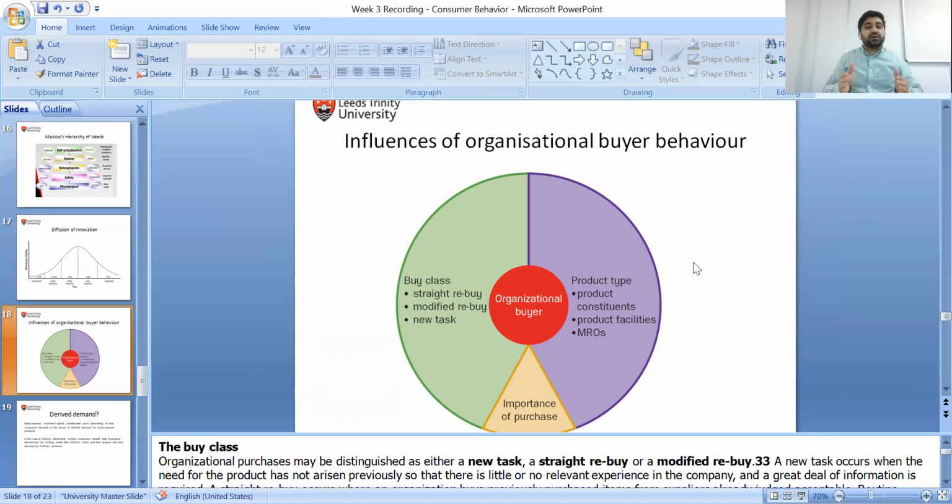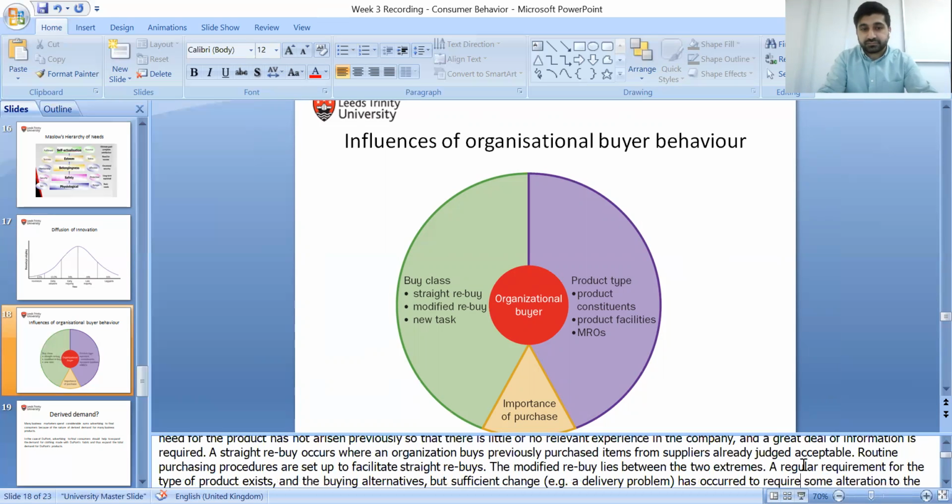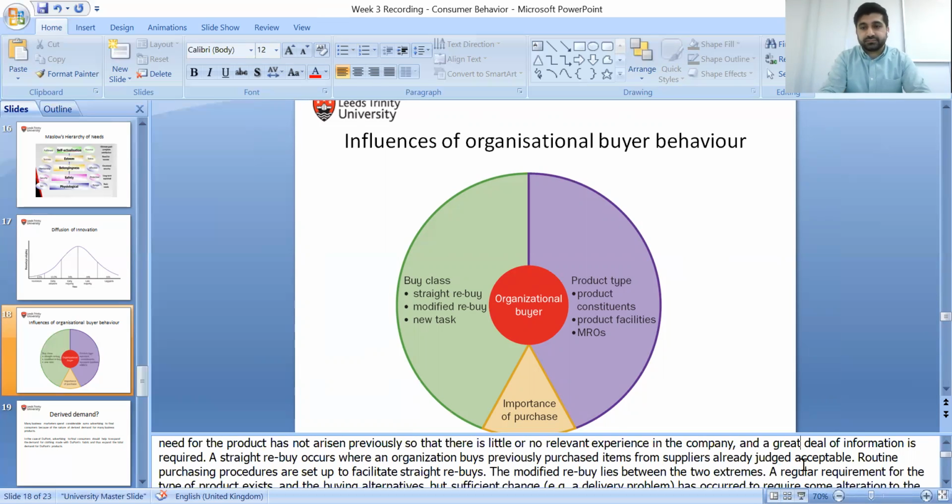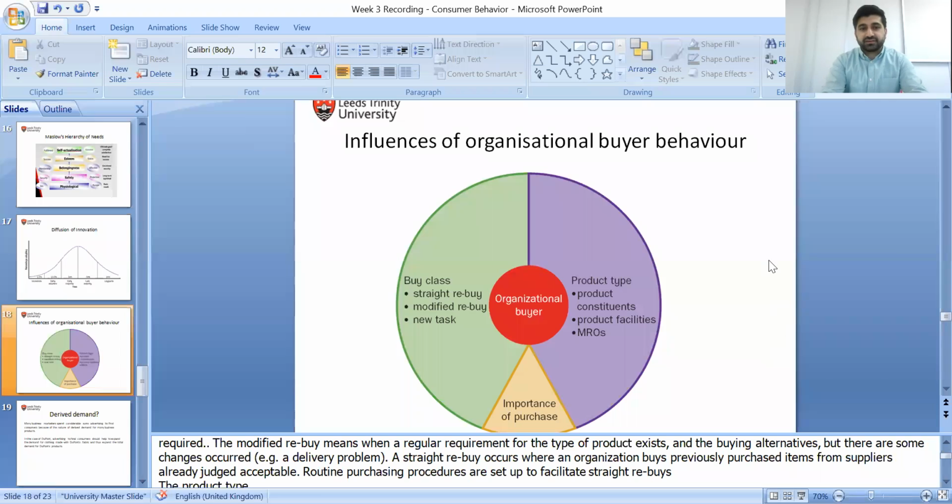A new task may be when there is a new product that has not been purchased previously. There is no product previously offered, so let's offer a new product. This is called a new task. Modified rebuy means when a regular requirement for the type of product exists, as well as buying alternatives. However, there are some changes that occur, and because of those changes we change our mind. So it could be a delivery problem, or it could be any supply chain problem.